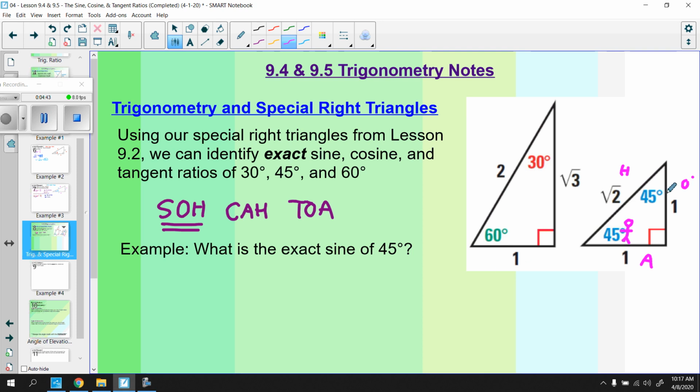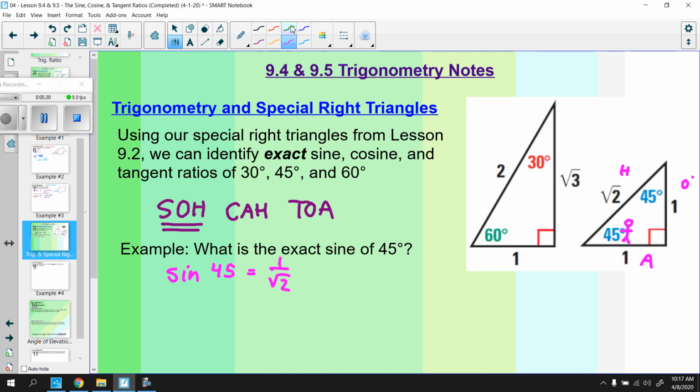Are opposite and hypotenuse. Okay? So the sine of 45 degrees, and it's a little bit different than the last couple because we know all the side lengths. We're not solving for a side length. We know them all. We're looking for what is actually the sine ratio. So the sine of 45 degrees is the opposite length, right here, opposite length, over the hypotenuse length. Okay. So that is what the exact sine value of 45 is.